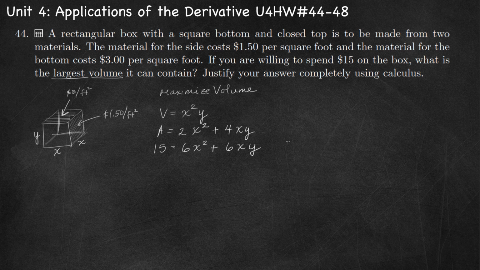So we've got an equation here with two variables. We can solve for y and then substitute that into our volume equation to eliminate the extra variable. So solving this for y, I get y equals 15 minus 6x squared over 6x. So we're going to substitute that into our volume equation, which gives us volume equals x squared times 15 minus 6x squared over 6x.